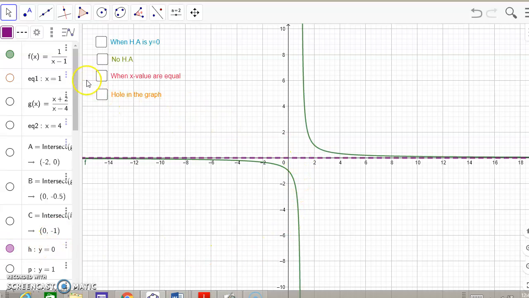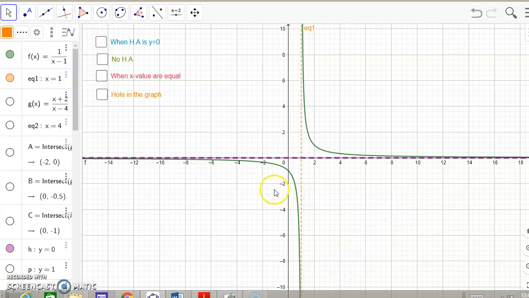Now, to get the vertical asymptote, we're going to take our denominator only, x minus 1, set it equal to 0, and when you solve for x, you will get the value x equals 1, which is our vertical asymptote.